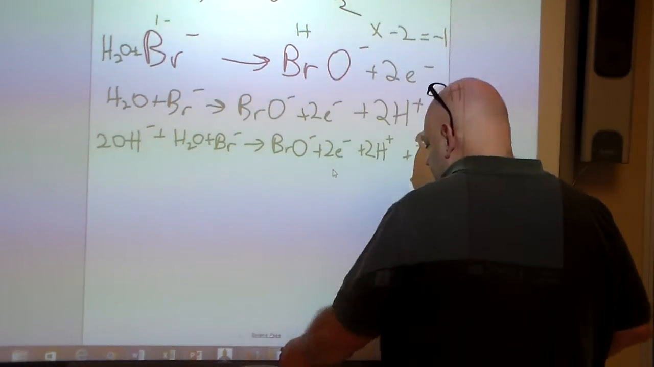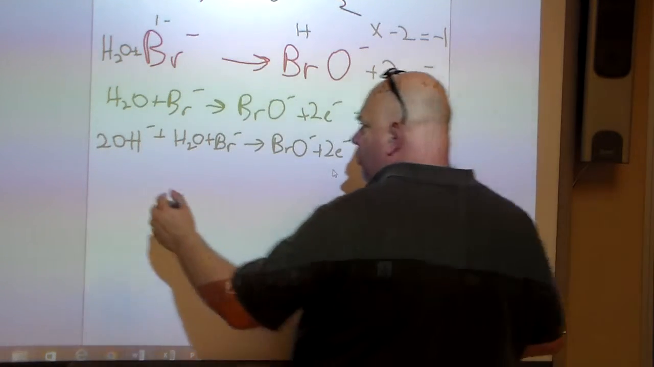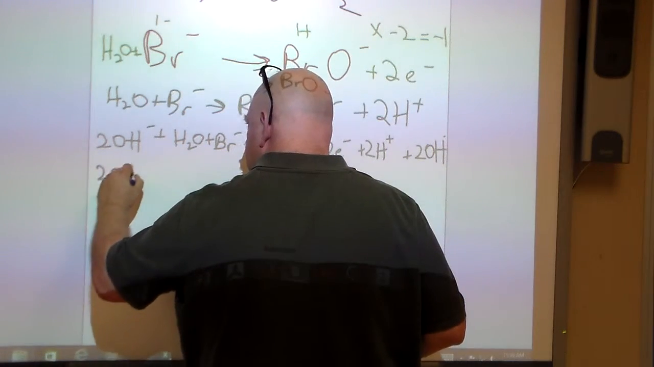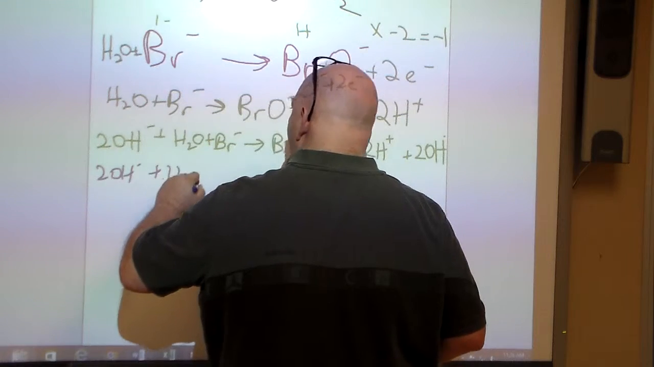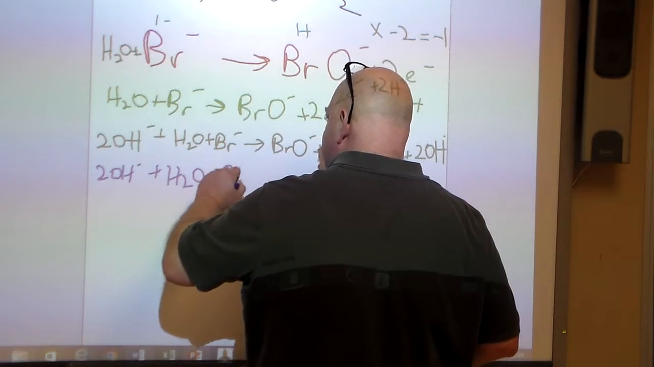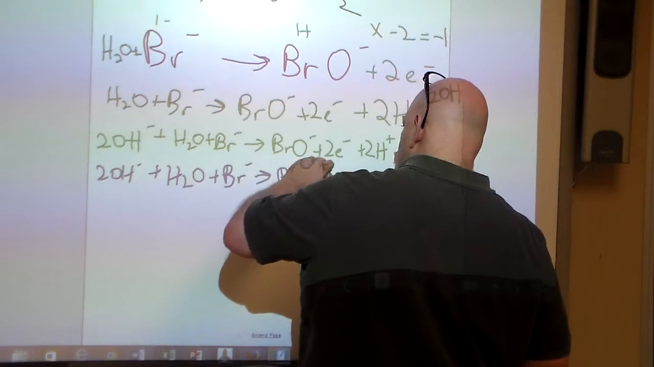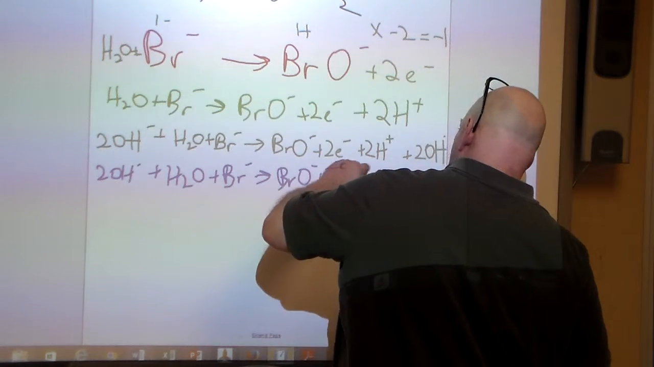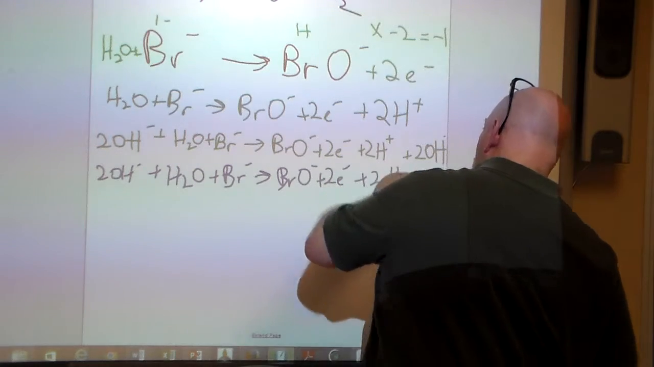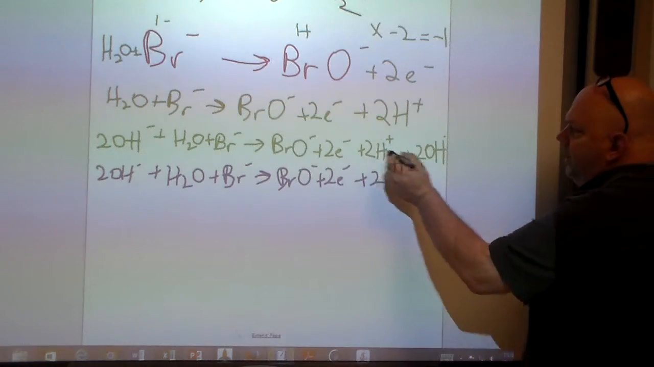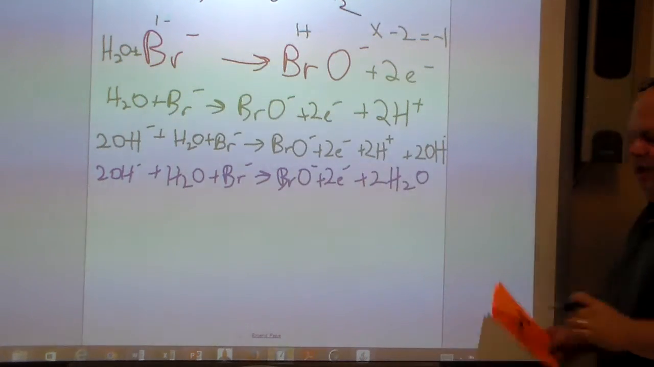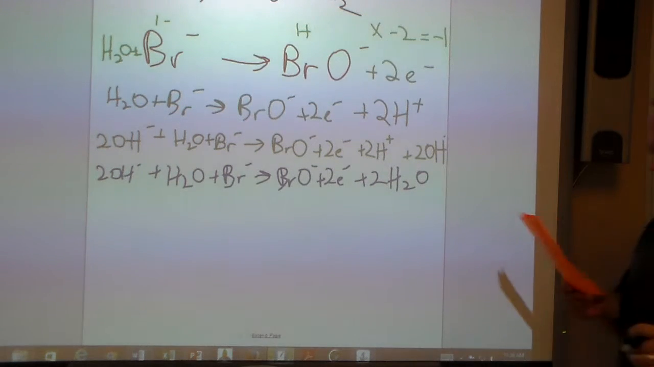So let's go ahead. I'm going to write this out in blue. So we have 2OH minus plus H2O plus Br minus, gets us BrO minus plus 2 electrons plus 2 H2O. I am rewriting the whole equation step by step so you guys can see this. What did I do? I took the 2H and the 2OH and combined them into 2H2O.